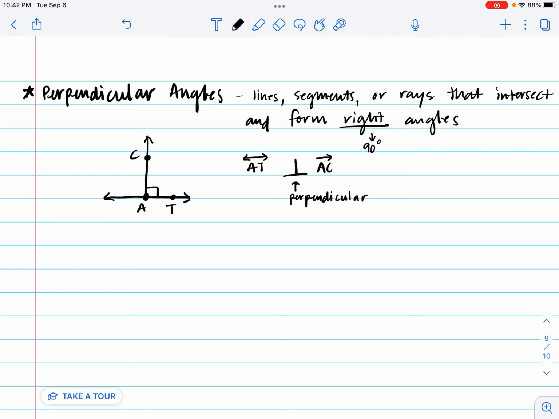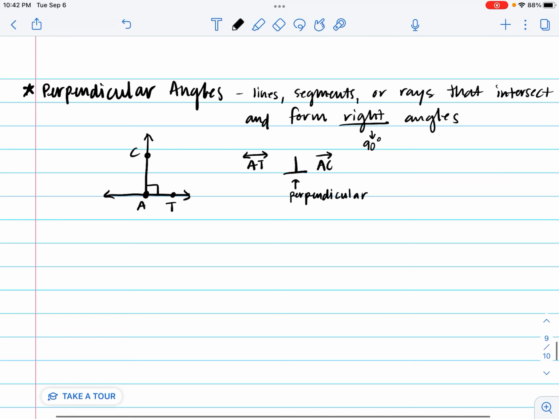Okay? And if we even wanted to extend this and make this a line, you absolutely could. And yeah, that's pretty much it. So if you see this, it literally means we have a 90-degree angle there.